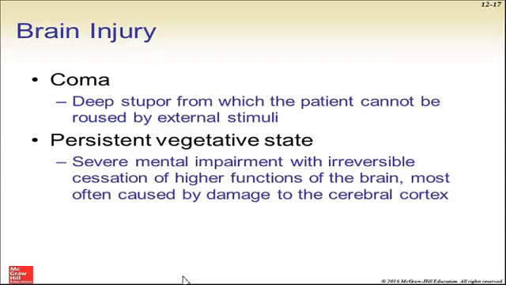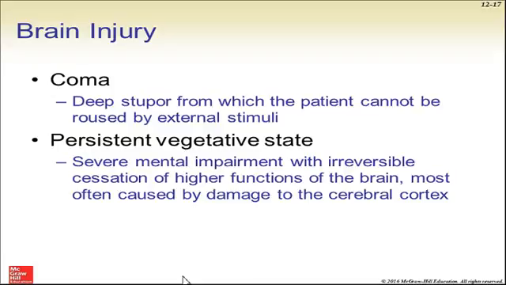Brain injury can be caused by a number of different ways, but oftentimes the result is coma or persistent vegetative state. So a coma is referred to as a deep stupor from which the patient cannot be aroused by external stimuli. The persistent vegetative state is different. This is a severe mental impairment with irreversible cessation of higher functions of the brain, which is most often caused by damage to the cerebral cortex. And I want you to remember that the damage for PVS, or persistent vegetative state, happens more than likely in the cerebral cortex.